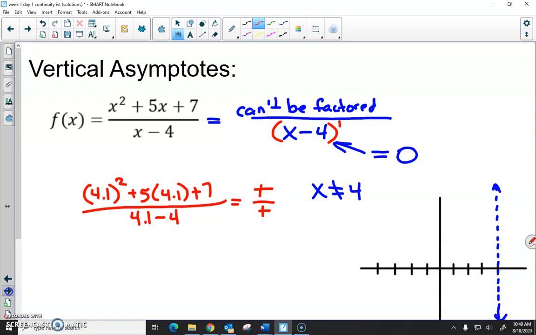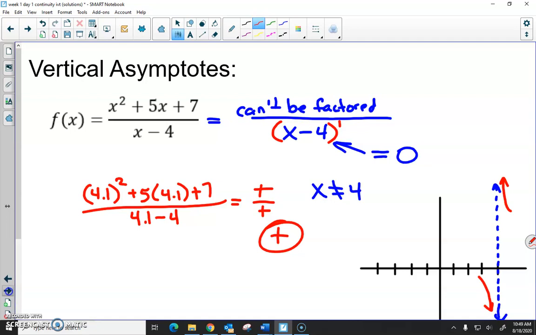So I know that if I'm just a little bit to the right of my asymptote here, my output is going to be a positive number, meaning that my curve here, as I get really close to that asymptote on the right side of it, when I had 4.1, I'm going to have a positive value. Well, that means that on the left side of it, I'm going to have my curve, sorry, going down.